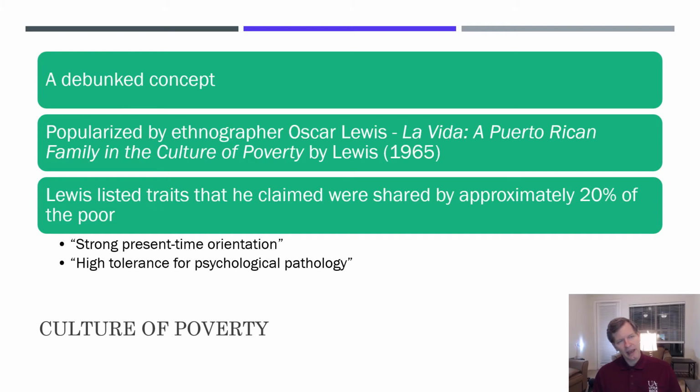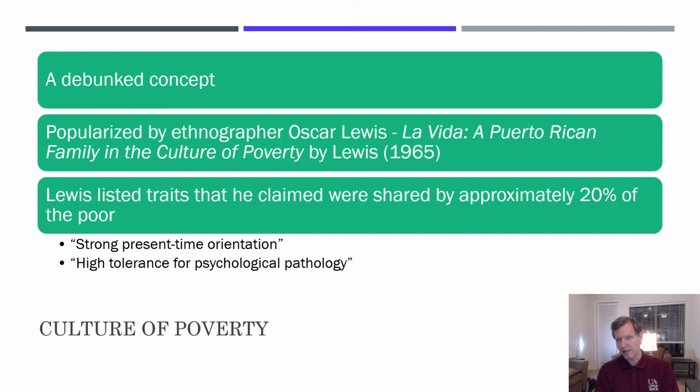Oscar Lewis had actually been respected in his day, but he started churning out some very low quality ethnographic research. And he did some very poor quality ethnographic research in which he studied certain small sampling of local communities, and he made broad, sweeping, unjustified generalizations about what it means to live in poverty. And some of these negative stereotypes that he promoted was strong present time orientation.